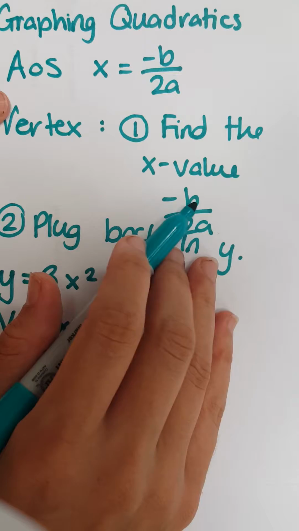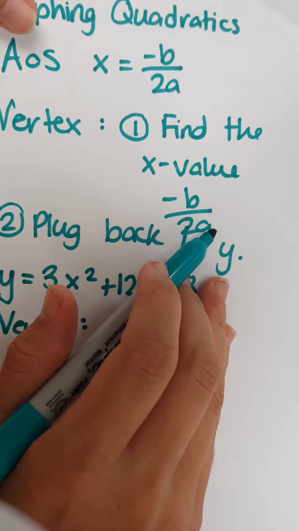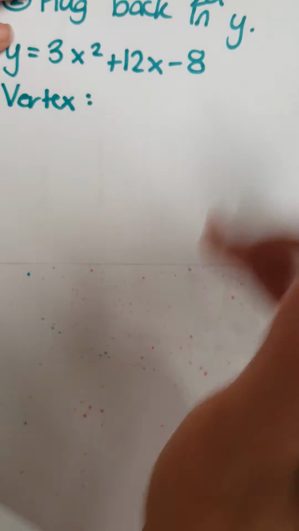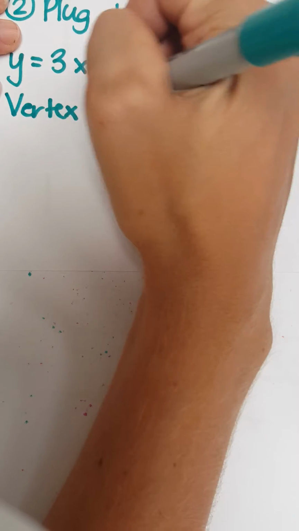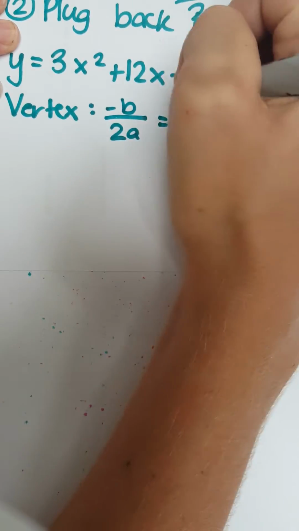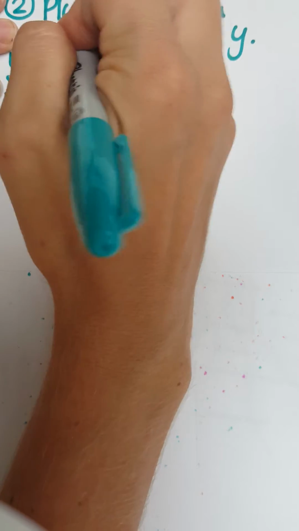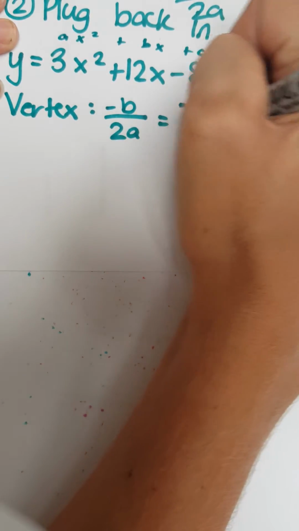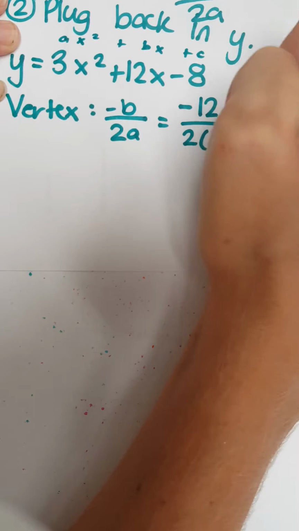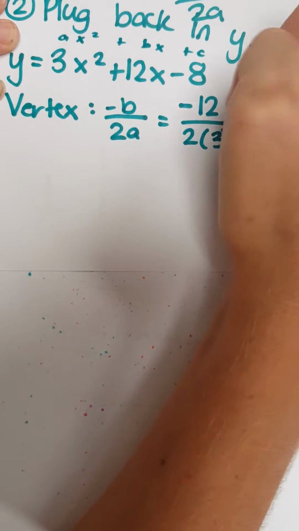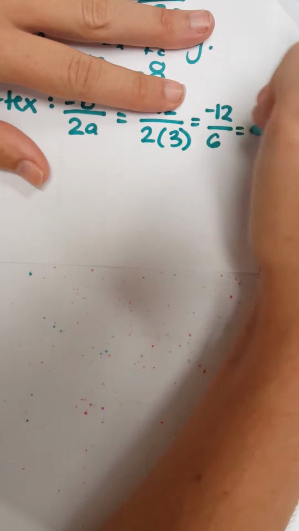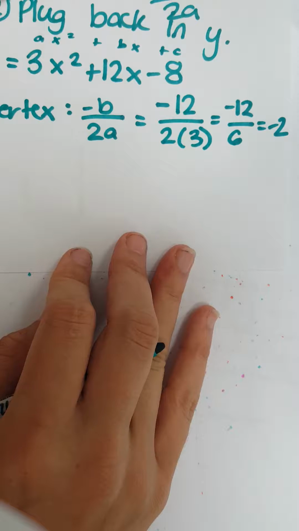So the x value is negative b over 2a. Okay, I'm not going to have you repeat it with me again, but negative b over 2a, you need to have that memorized. So for the vertex, we're going to do negative b over 2a. So negative b, remember it's ax squared plus bx plus c. So the b is 12, so negative 12 over 2 times a is 3. Okay, so negative 12 over 6. Negative 12 divided by 6 is negative 2. Okay, so there's my x value of the vertex.